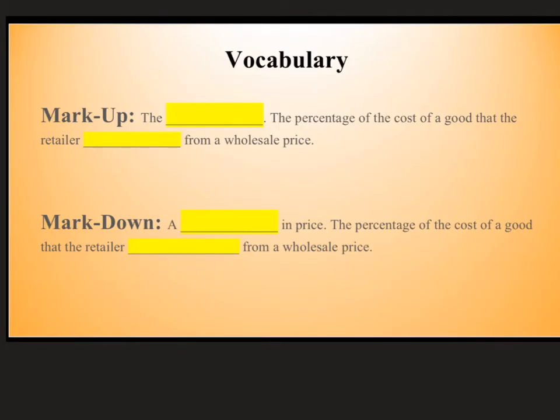So markup is the profit. Our first word here, that's an F, profit. It's the percentage of the cost of a good that the retailer adds from a wholesale price. So if I'm marking up a price, say I buy socks for $10 and then I want to mark it up and resell it, I would sell it for $12 and my profit, my markup cost, would be $2.